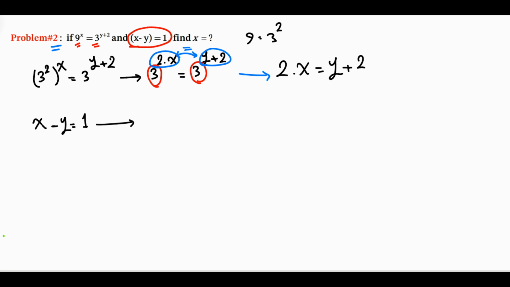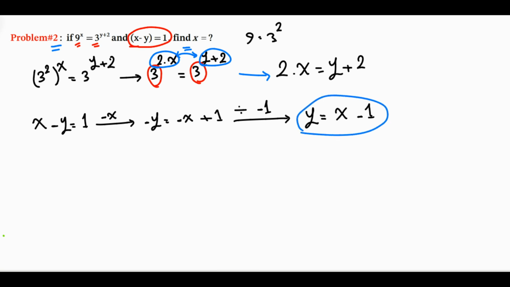Let's solve that for y. Subtract x from both sides. And minus y equals minus x plus 1. Divide both sides by negative 1. Then y equals x minus 1.